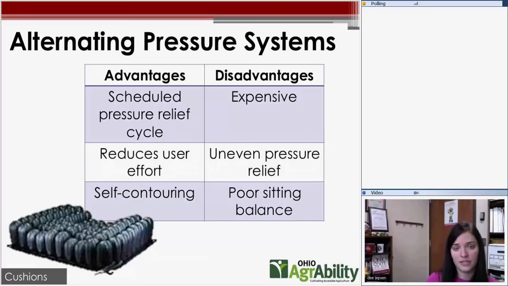Since it's alternating, it doesn't provide an even pressure relief system, and if you're someone who doesn't have good sitting tolerance or balance, this may not be the best cushion for you because of the fact that it's always going to be changing the position that you're in.